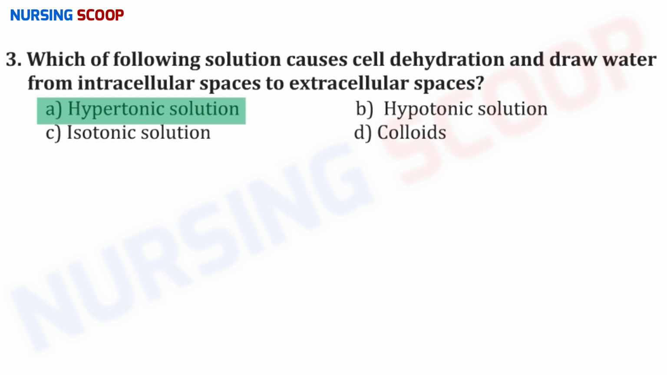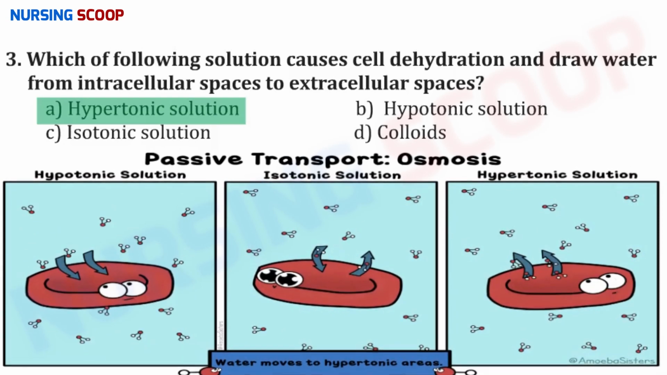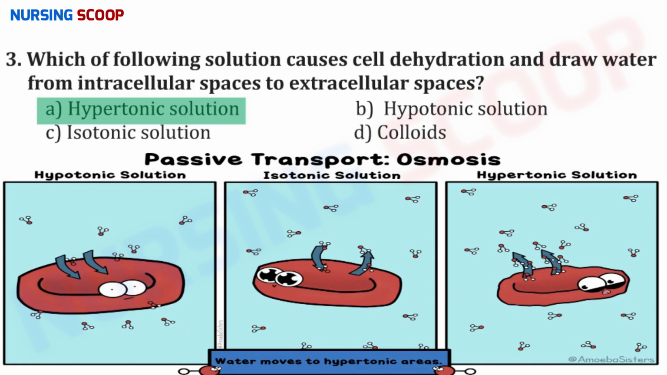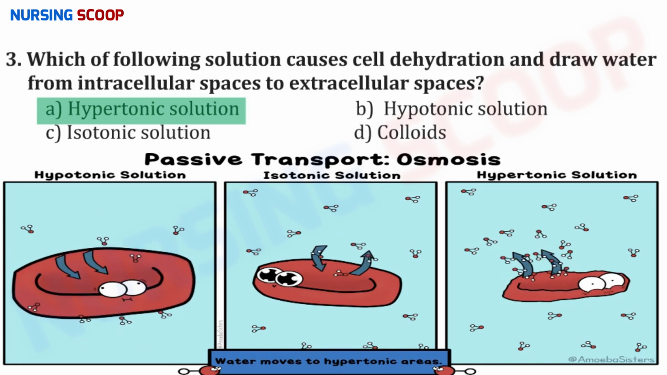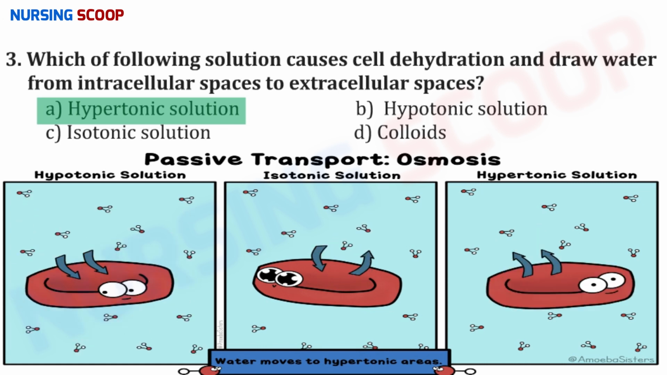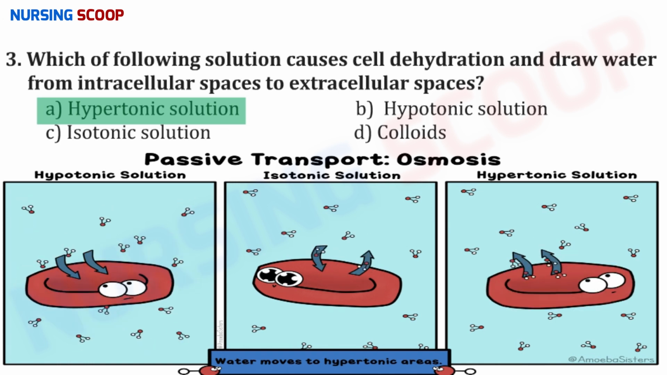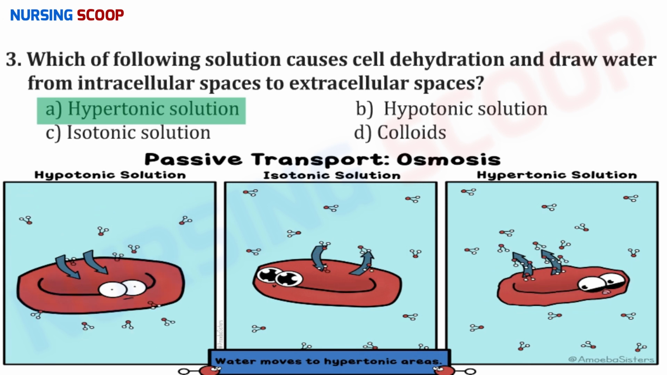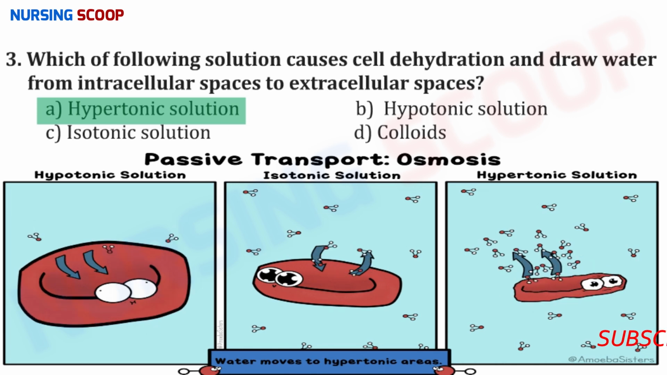So as shown in the image, in the hypertonic solution, the water comes out from a cell, means from the intracellular spaces to the extracellular spaces, and this causes the shrinkage of the cells. While in case of hypotonic solution, there is a movement of water from the extracellular space to the intracellular space, which causes the swelling of cells. So this is the reason why the hypotonic solutions are used in case of intracellular dehydration and hypertonic solutions are used in case of cellular edema.